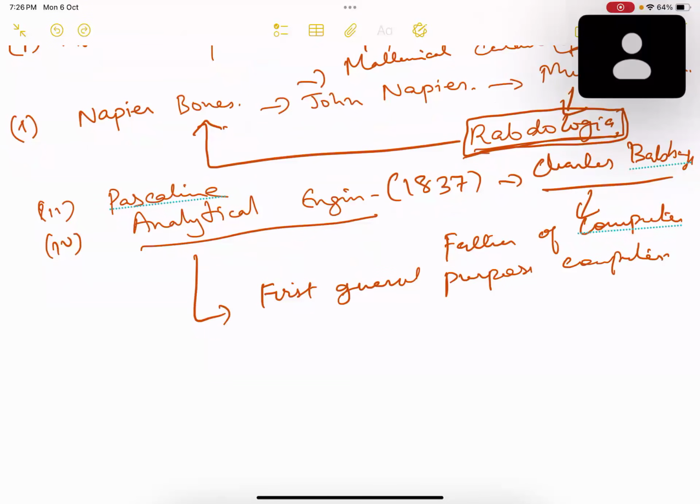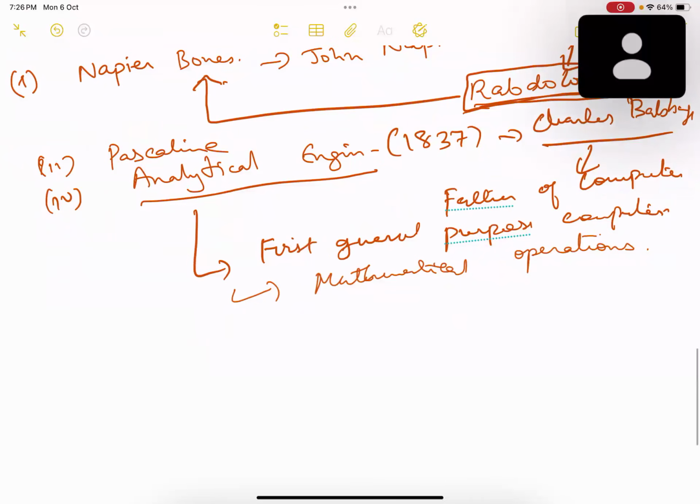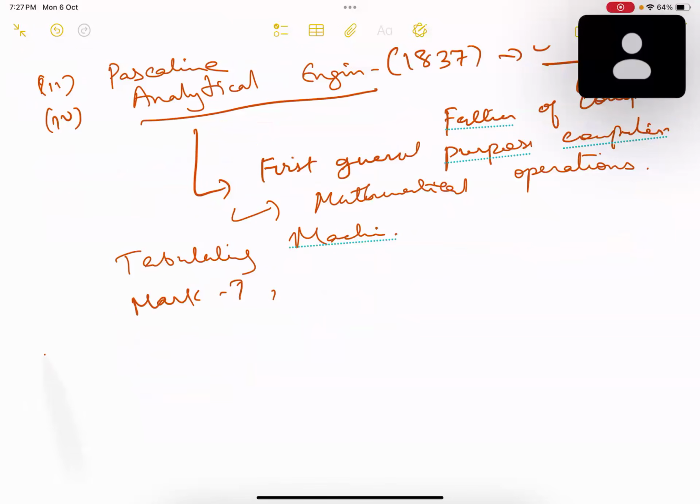So this was also used for performing different types of mathematical operations. After that, we have a number of different types of devices. After this, we have the tabulating machines. We have things like Mark I. And let's come to a device that was developed in 1946. It was known as the ENIAC.